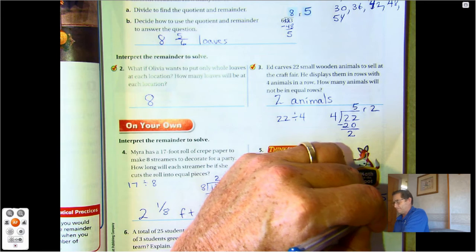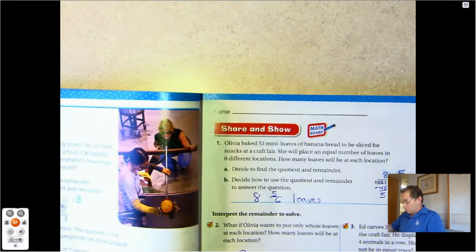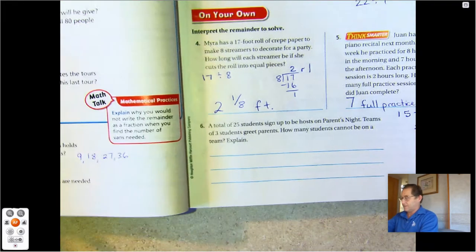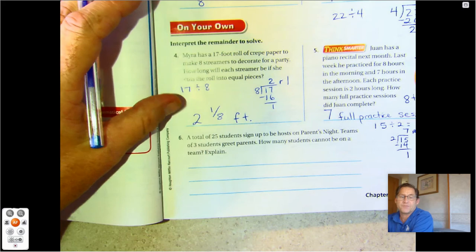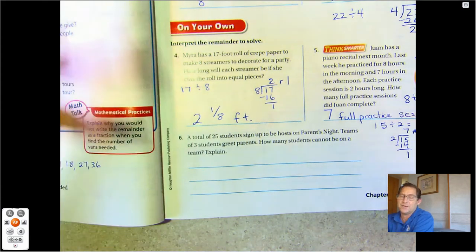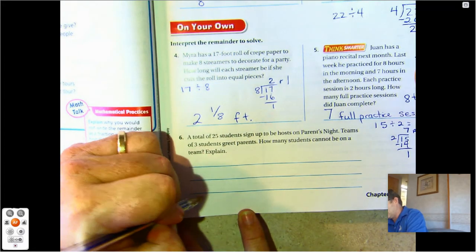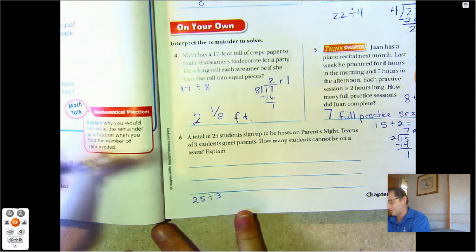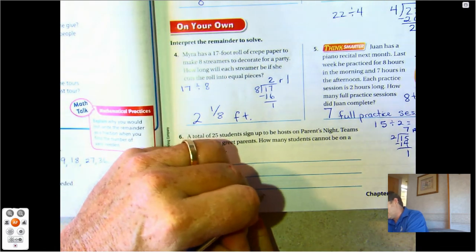And number 6. A total of 25 students sign up to be hosts on Parents' Night. Teams of 3 students greet parents. How many students cannot be on a team? All right. So we only have 25 students, and they need to be split into groups of 3. All right. So 25 divided by 3.